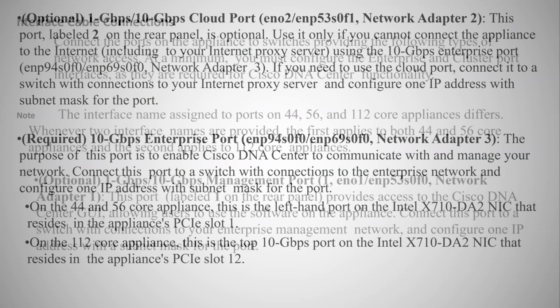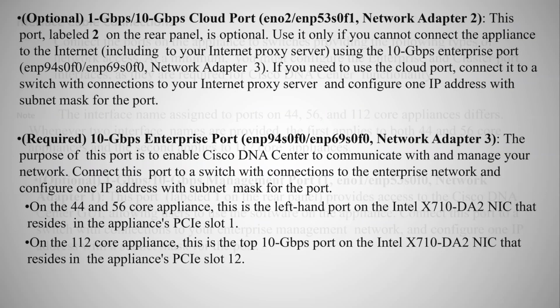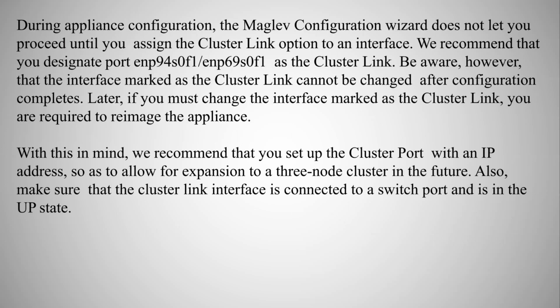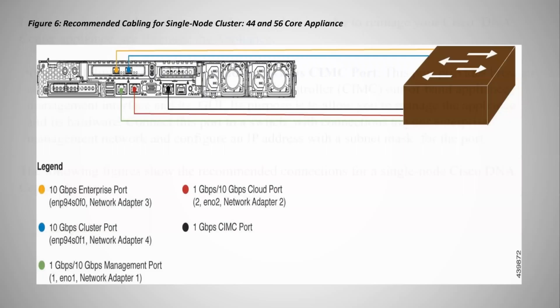So now you can see that we know about the management port, the enterprise port, and the cloud port. You can even see this cloud port option is 1/10 gig, because sometimes you are downloading gigs of packages. Now you can see here in the diagram the color coding, which makes it very easy to understand: the 10 gig enterprise port, cluster port, management, cloud, and SIMC.